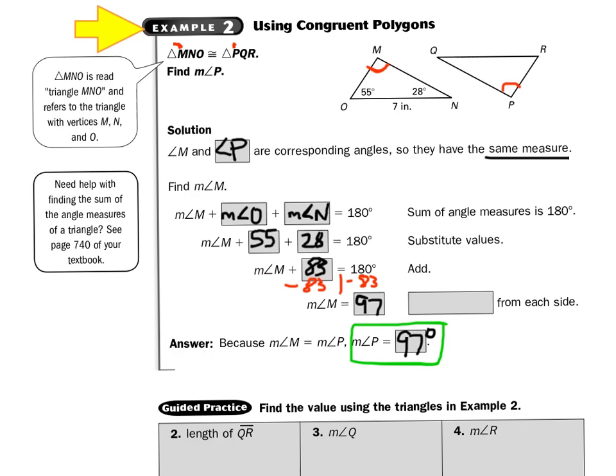And then remember, we're trying to find M, so circle the variable, bring down the wall. Since we have to get rid of adding 83, we're going to subtract 83 on both sides. So we know angle M equals 97. And so since angle M equals 97, angle P has to equal 97 degrees.